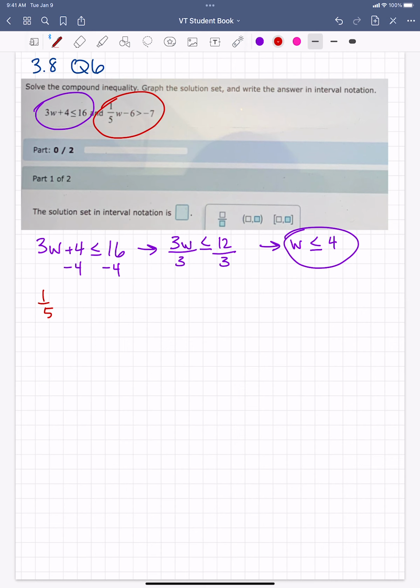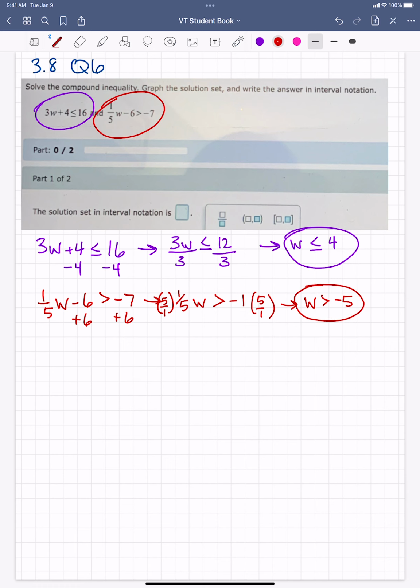Second part is 1/5 w minus 6 greater than negative 7. And so we want to isolate that variable. We'll add 6 to both sides, so we end up with 1/5 w greater than negative 7 plus 6, which gives us negative 1. And we want to get that fraction to the other side to isolate w, so we'll multiply both sides by 5 over 1, or just 5. And so then we'll end up with w by itself, greater than negative 1 times 5, which gives us negative 5. So there are our two solutions.